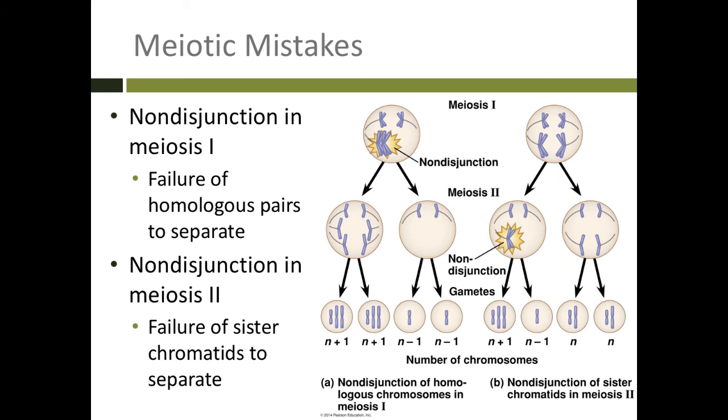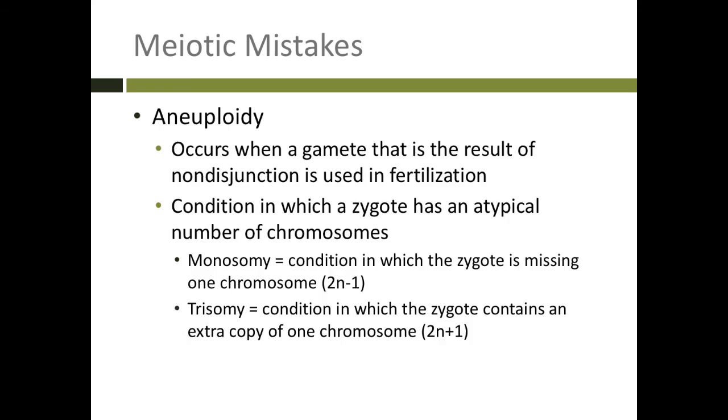If the non-disjunction event happens in meiosis II, half of the gametes will have the wrong number of chromosomes. 25% have one extra, 25% are missing one, but 50% of the gametes will have the correct number of chromosomes. When one of the gametes resulting from a non-disjunction event is used during fertilization, it is called aneuploidy. This results in a zygote having an unusual number of chromosomes.